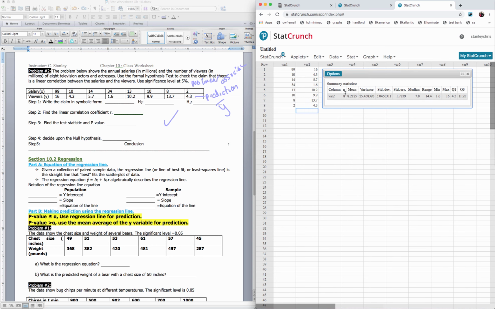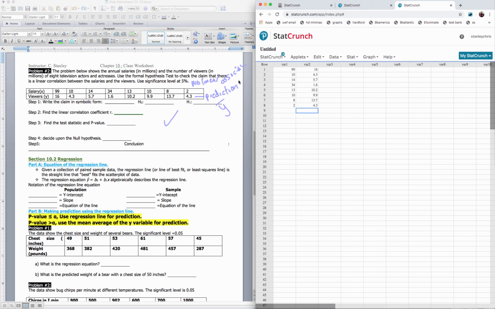So you could watch this again. That would be the prediction for any of these salaries. If there's no association, it wouldn't make sense to use the equation. You only use the equation when there's an association. Okay, so what I'm going to do is put these data in, and then I'll be back.